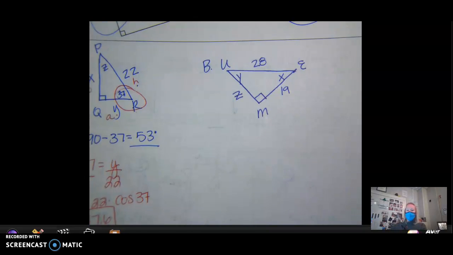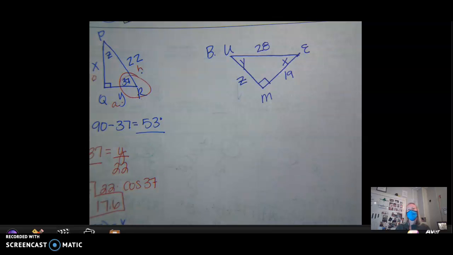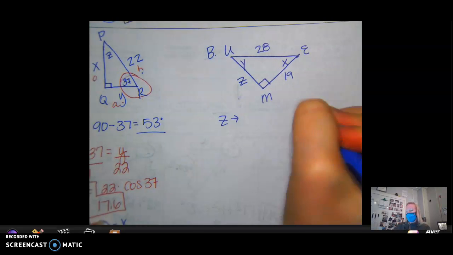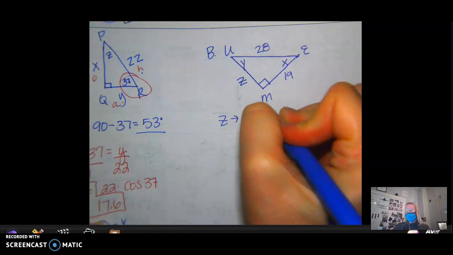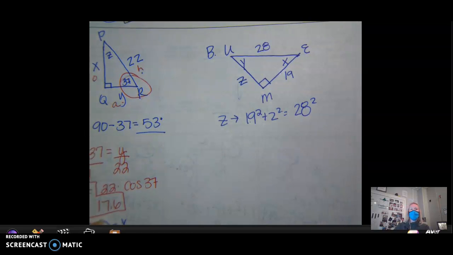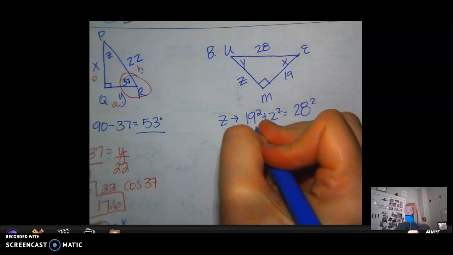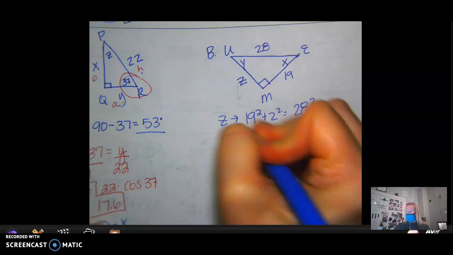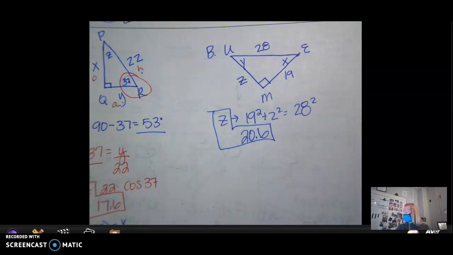Okay. Next one, B. What's the easiest to find on this guy, I guess? Z, we could do by what? Pythagorean theorem. 19 squared plus Z squared equals 28 squared. When you do all that math, what do you get for Z? 20.6. If you left that as a radical, it should be 3 square roots of 47.